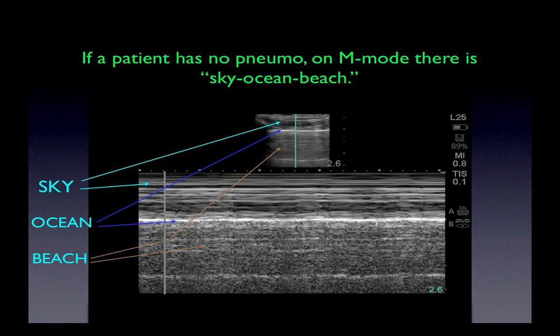If we change from B mode, or brightness mode, to M mode, or motion mode, there's what's been nicknamed sky, ocean, beach. The light blue line reveals what is called sky, which is the subcutaneous tissue that is above the parietal and visceral pleural interface. The ocean, which is the darker blue line, is the interface itself. And the brown arrow indicates what has been called beach, the sandy appearance. This is what's seen if a patient has no pneumothorax.